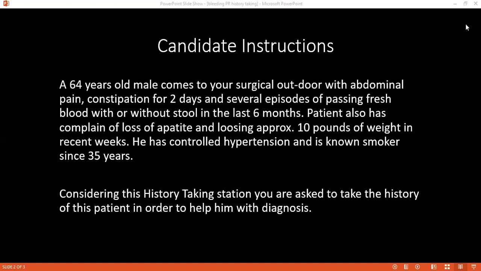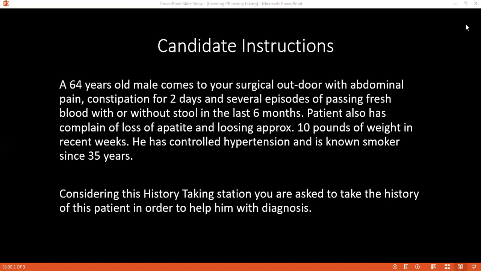So do you smoke or drink alcohol, Mr. Alex? Yes, doctor, I'm a heavy smoker. I smoke about 2 to 3 packets per day, and I've been smoking for the last 30 years. And I drink about 2 pints per day for the last 20 years.